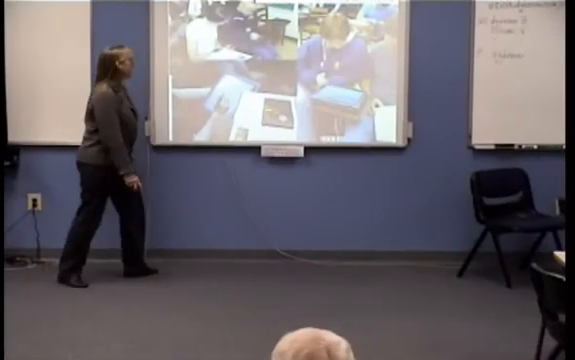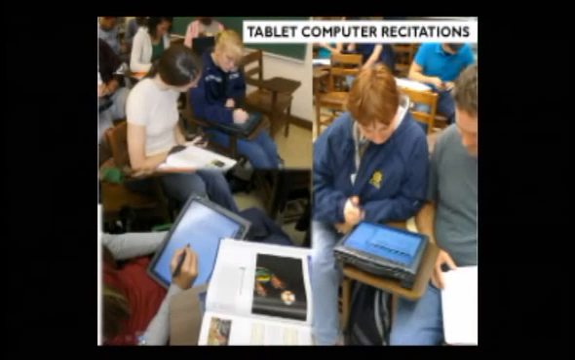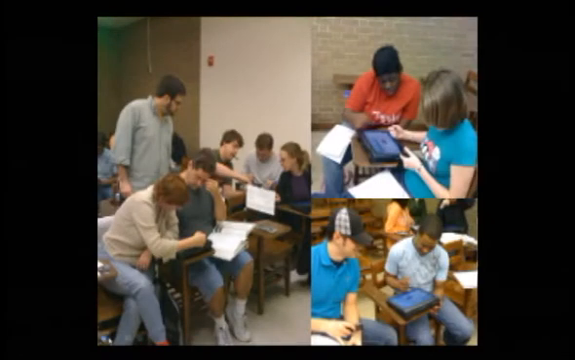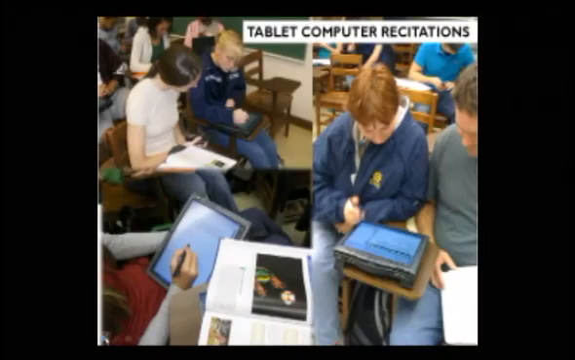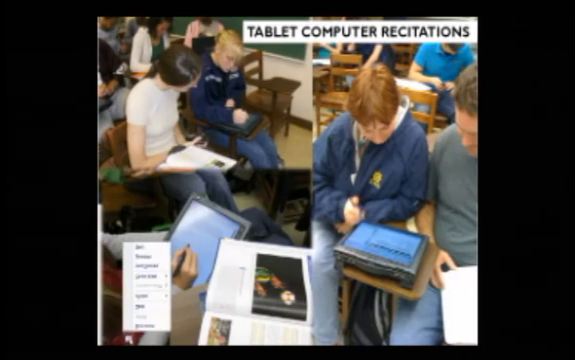Okay, so yeah, this is sort of what it looks like. You can see the physics book and the computers, and they're writing out equations and stuff.